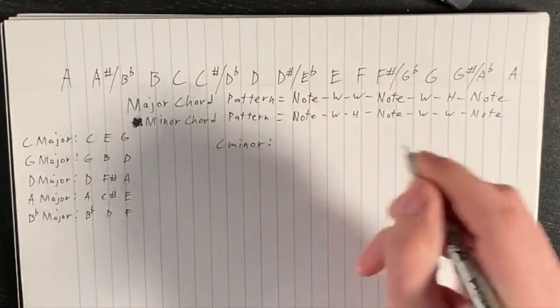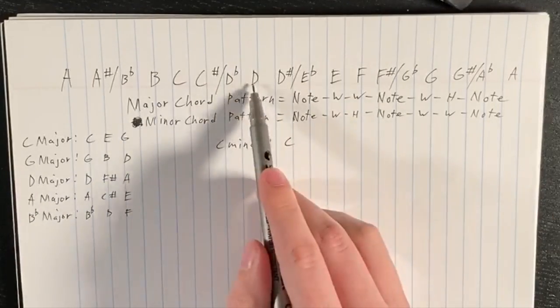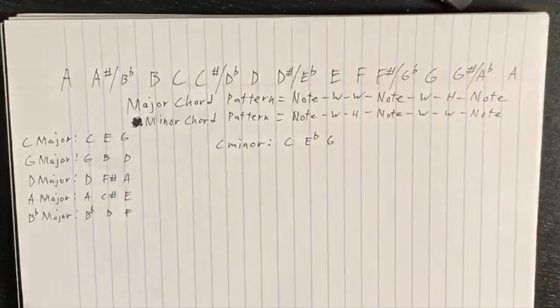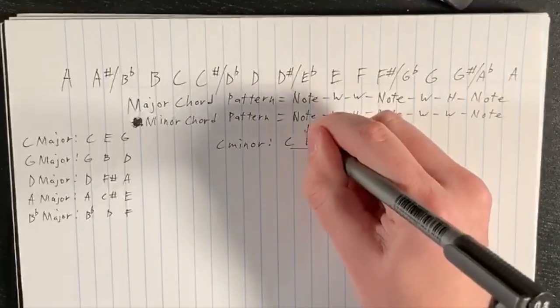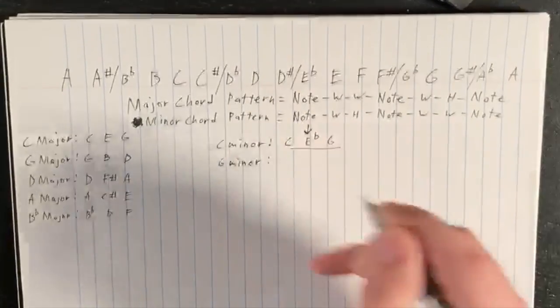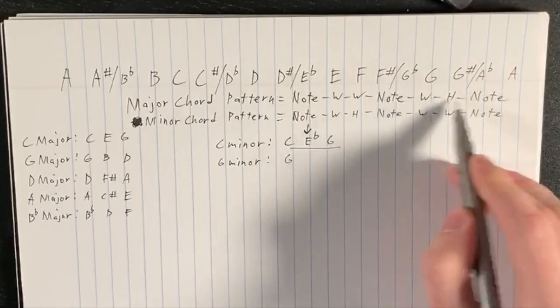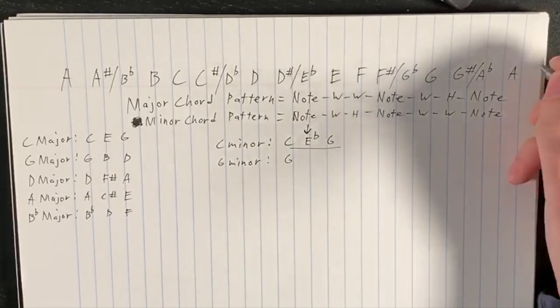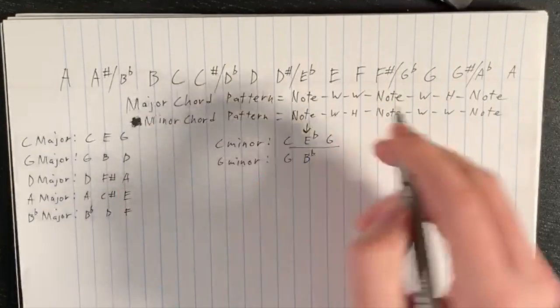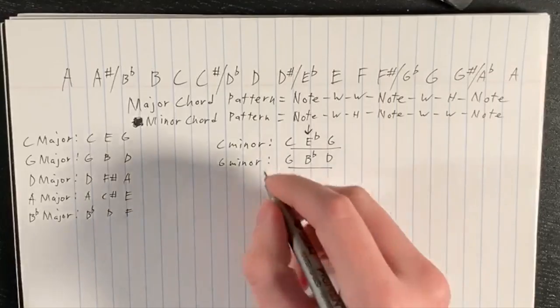So C minor, we're going to start on C and find a note a whole step and a half step above it, which is E flat, and then two whole steps above that, which is G. So that's kind of cool. C and G stay the same, but E flat is the different note. Now what happens with G minor? So we find G, a whole step and a half step above that, and we get B flat, and then two whole steps above that, we get D. Cool, all right, the middle note is the one that's different again.